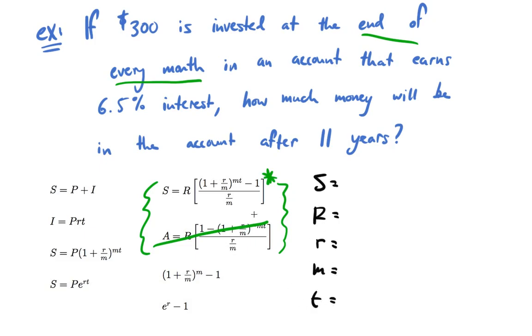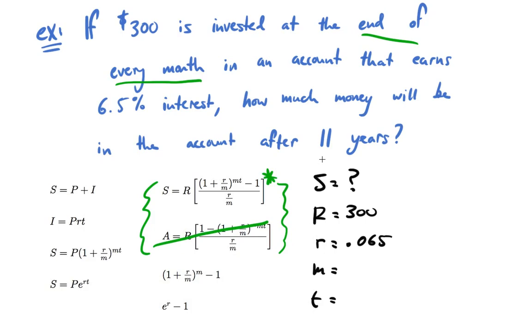Here are all our variables in this expression. S is future value. That's what S stands for in all of these equations. So how much money will be in the account after 11 years? We don't know. That's what they're asking us to figure out: the future value. Capital R, as I mentioned before, is your recurring payment. So what's our recurring payment in this problem? The $300 we're investing every month. So that's going to be 300. Little r is always the interest rate as a decimal. So our interest rate is 6.5%, which means that our interest rate as a decimal is 0.065.